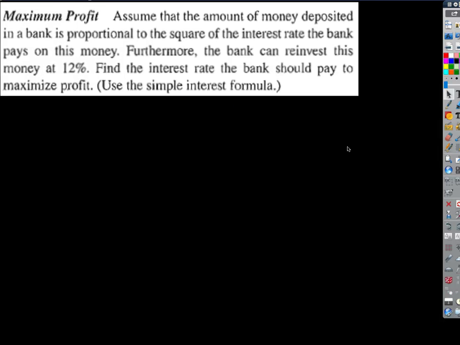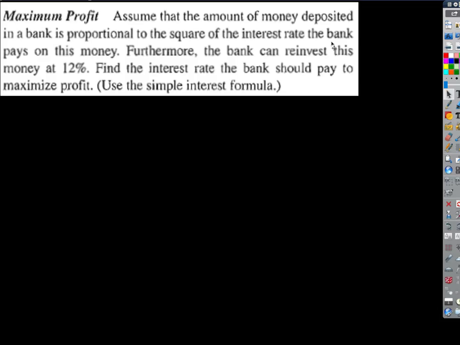Okay, what about this? This is actually a pretty involved economics problem, but we can do this. Assume that the amount of money deposited in a bank is proportional to the square of the interest rate the bank pays on this money. Okay, furthermore, the bank can reinvest this money at 12%, right?